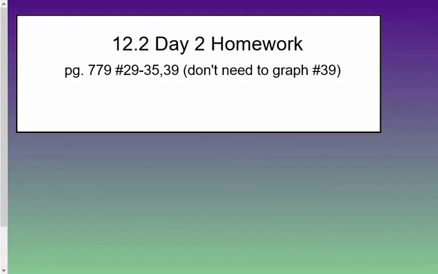It's number 32. Here's your assignment. You don't need to graph number 39. It's a word problem. It is a very complicated graph. The rest of it, I think you guys will do great on. It's a little bit shorter.